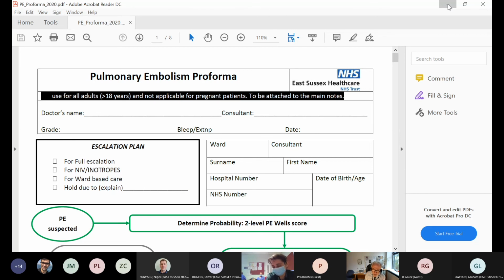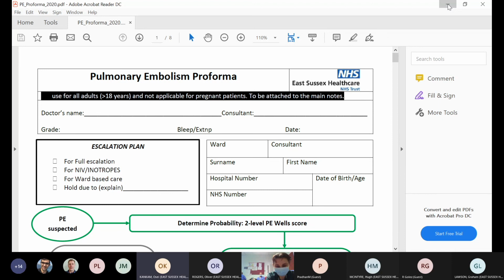Okay, and the second question was, how do you decide between 3 and 6 months? Personally, I base it on the risk factors, if they're still present, and as it's a massive PE, I would consider longer. Yeah, thanks. Okay, anybody else? All right, guys, thank you very much.